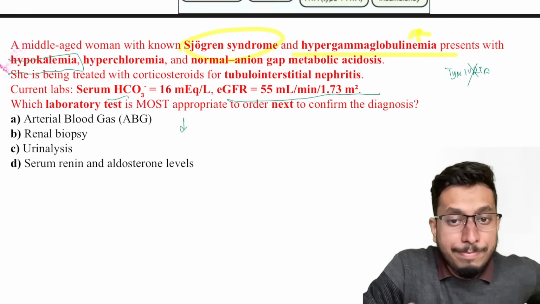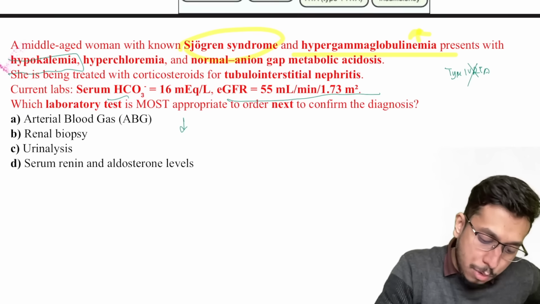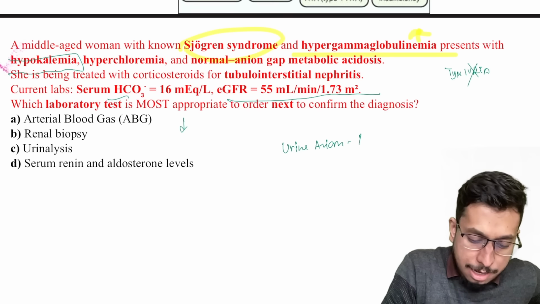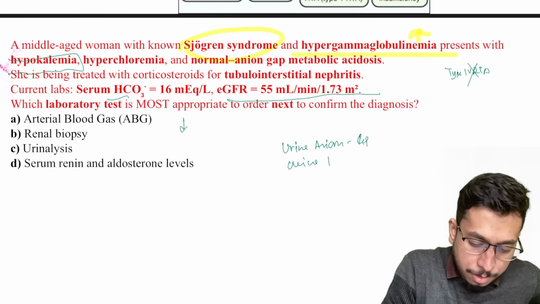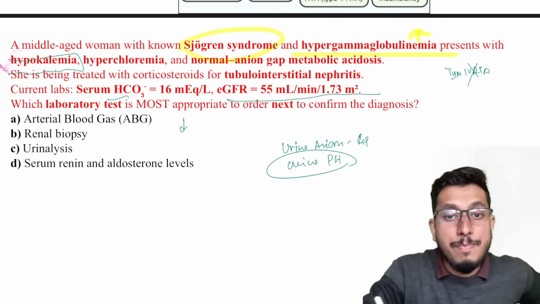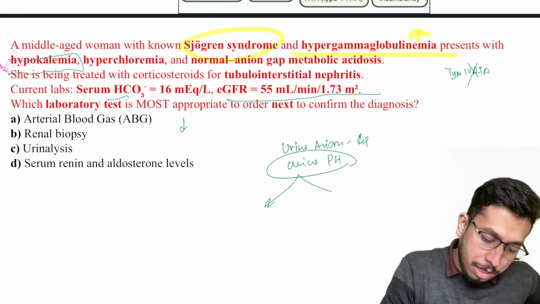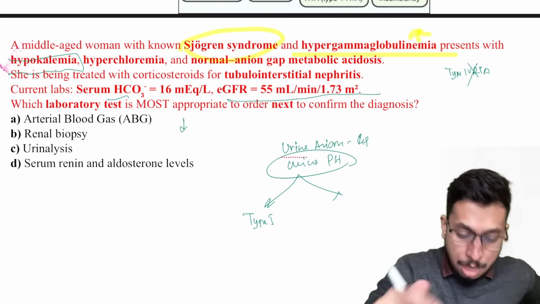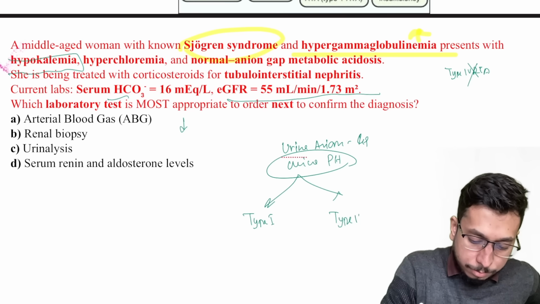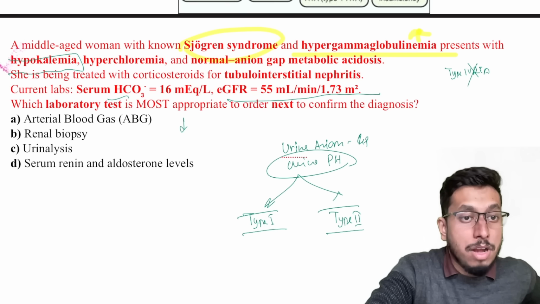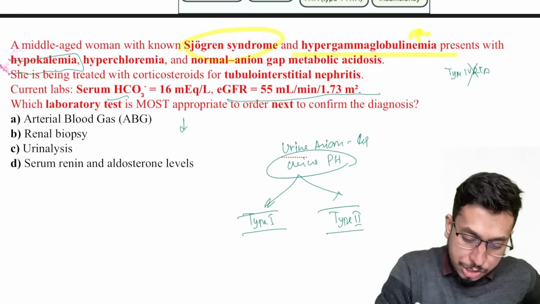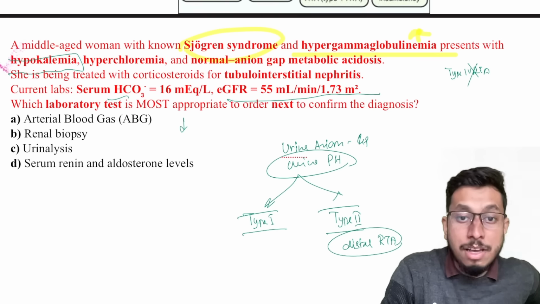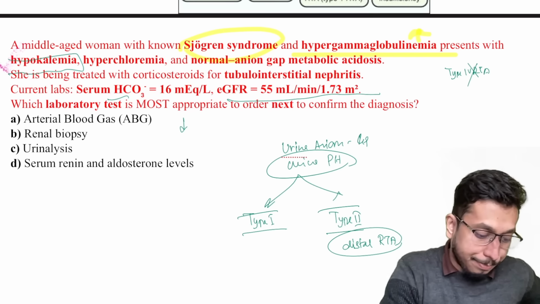So the next step is to check for urine anion gap or urine pH. Why so? Based on the urine pH, we differentiate between type 1 and type 2 RTA. How do you do so? Type 1 RTA, also known as distal RTA, is usually expected in case of Sjogren syndrome, and so type 1.